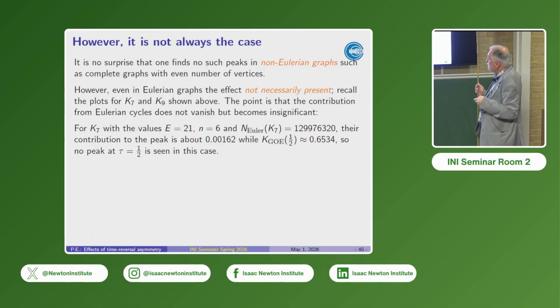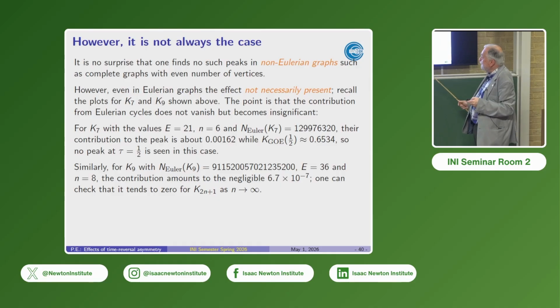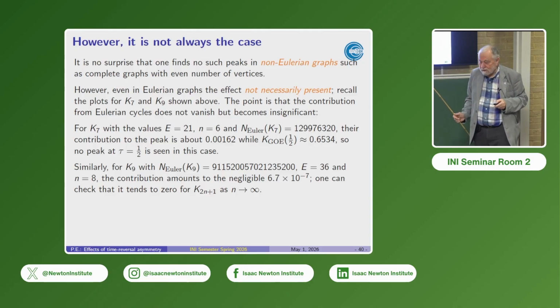the contribution of Euler. So in case of K7, you have 21 edges. So the number of the Eulerian paths goes to millions. But then the number of all paths grows much faster. So the contribution is still there, but it's that small. And if you go to K9, it's even smaller. So here is the number of Eulerian paths, and the contribution is of order of 10 to minus 7.